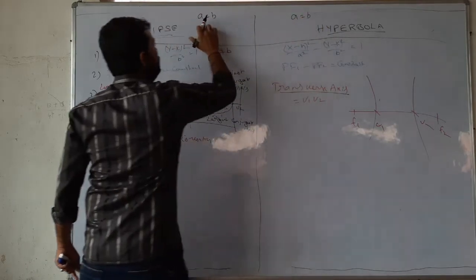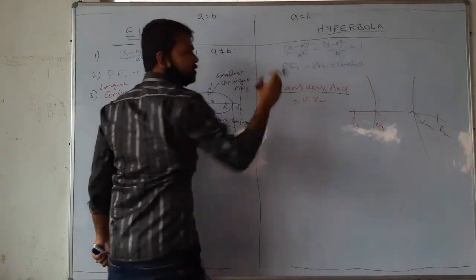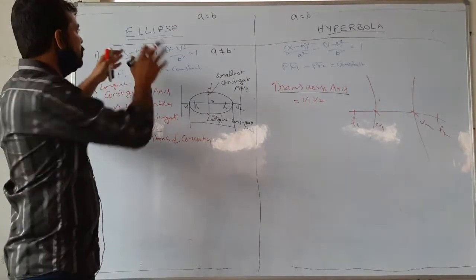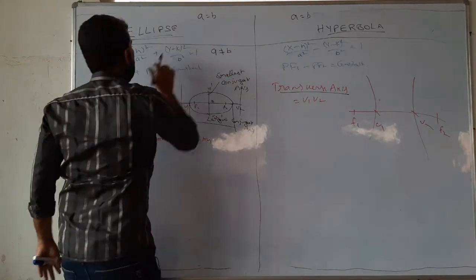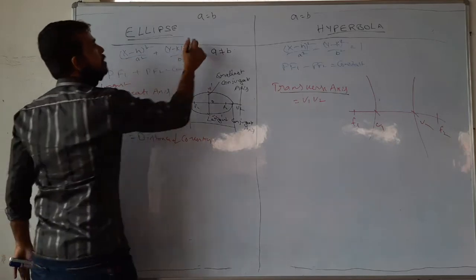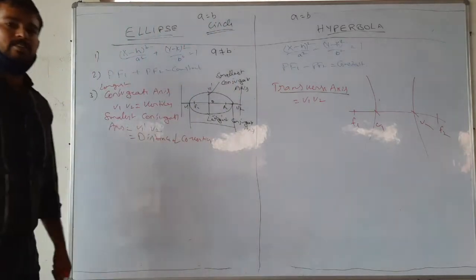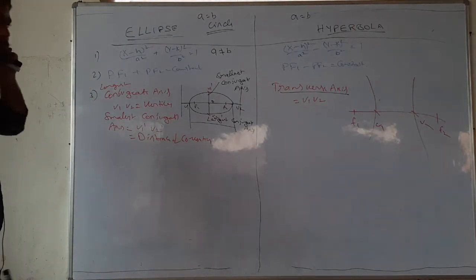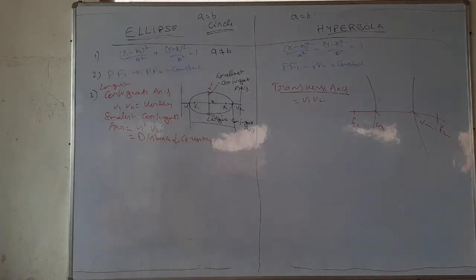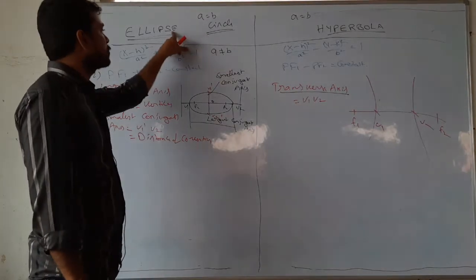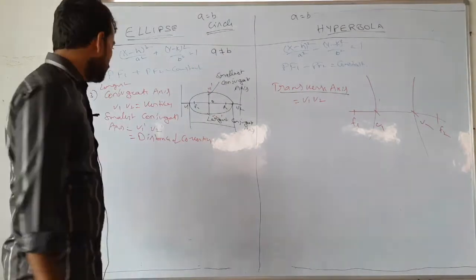In hyperbola also, if a is equal to b, there is no concept of these curvatures. If a is equal to b for this expression, then you will get a circle. Okay, so there is no concept of ellipse and hyperbola.